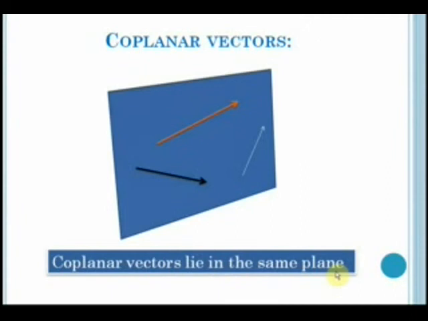Now the next is coplanar vectors. Now what are coplanar vectors? We see that this is a plane. Now this vector, this vector, this vector, all these 3 vectors lie in this blue plane. So we can say that all these 3 vectors are coplanar vectors. Thus coplanar vectors lie in the same plane, and that is the definition of coplanar vectors.